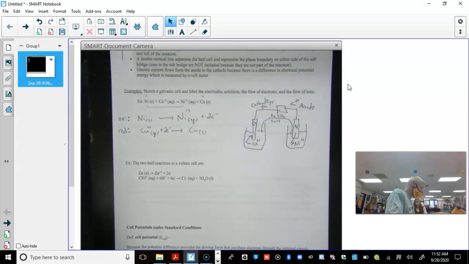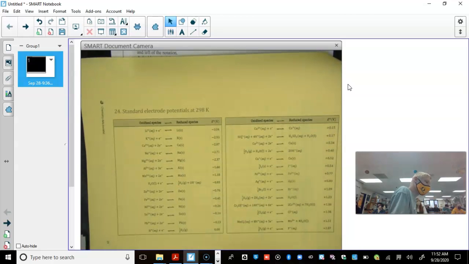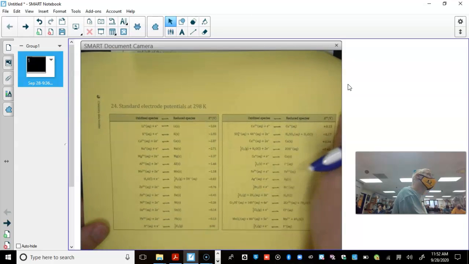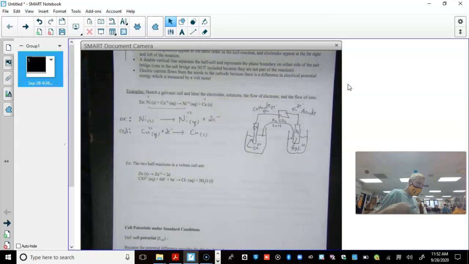But in your data booklet on page 23, it has all of the standard electrode potentials, and I couldn't find it for ClO-. So you're not going to be asked about ClO- in IB. So next year I'm going to have to think of a different example. But it's the same concept.